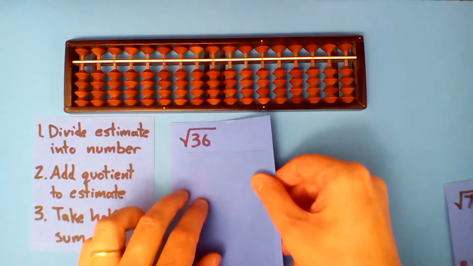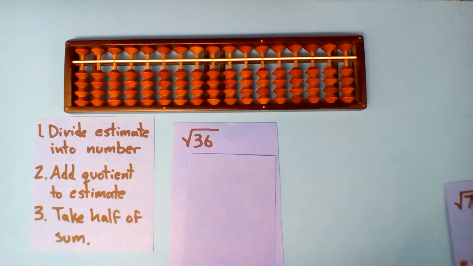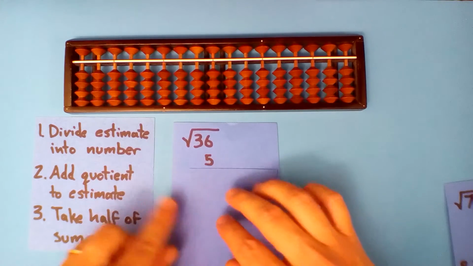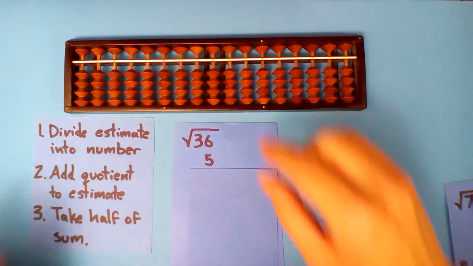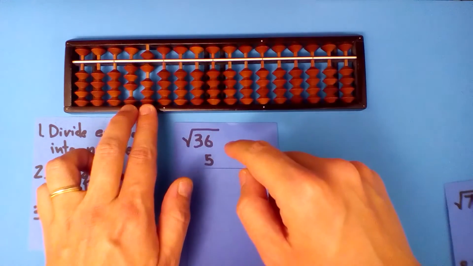Let's find the square root of 36 this way. We know the square root of 36 is 6, but let's pretend for this example I didn't know that. Maybe I thought it was 5. So my estimate is 5. I'm going to divide the estimate into the number. So what's 36 divided by 5?